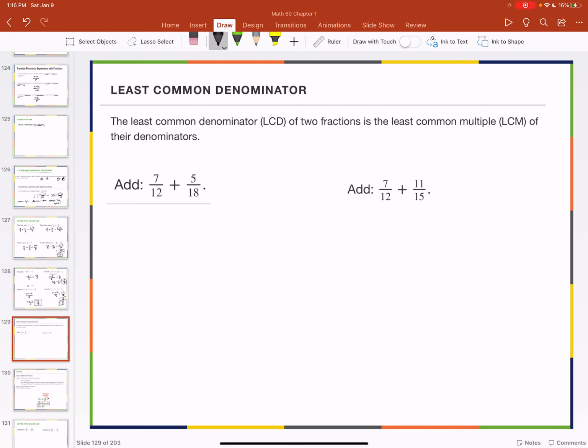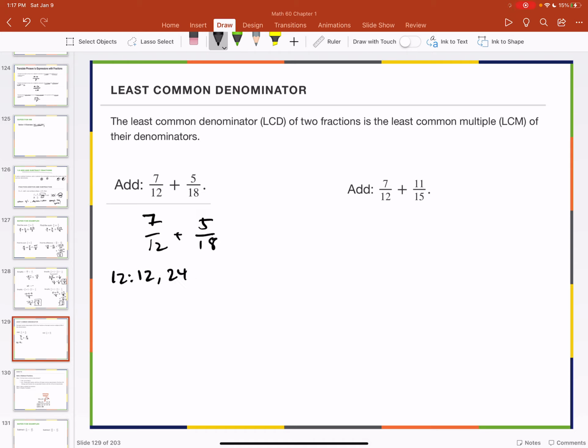So what is that? The least common denominator. We did a little bit of this when we started going over LCMs. Remember we did least common multiple where we wrote it out. So here you have 7/12 plus 5 over 18. Okay, so what's the common denominator of 12 and 18? So there's two ways to do this, right?